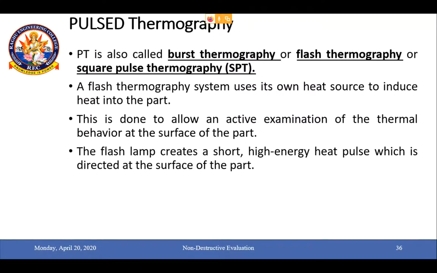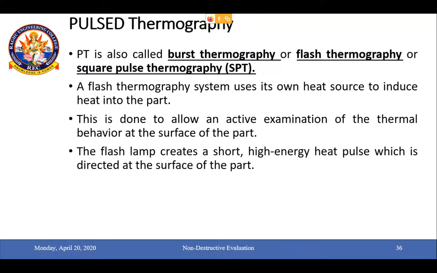The flash lamp creates a short, high energy heat pulse, which is directed at the surface of the part. So it is going to be there only for a short duration, but it is a high energy heat pulse, which is directed at the surface of the part. The flash duration is often in the order of 2 milliseconds or less.